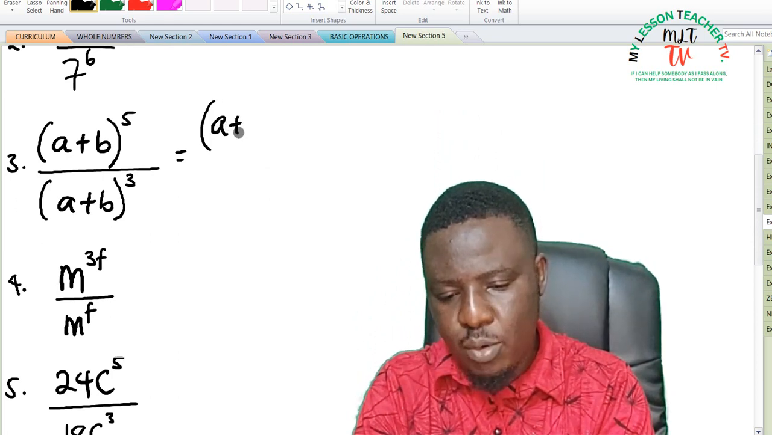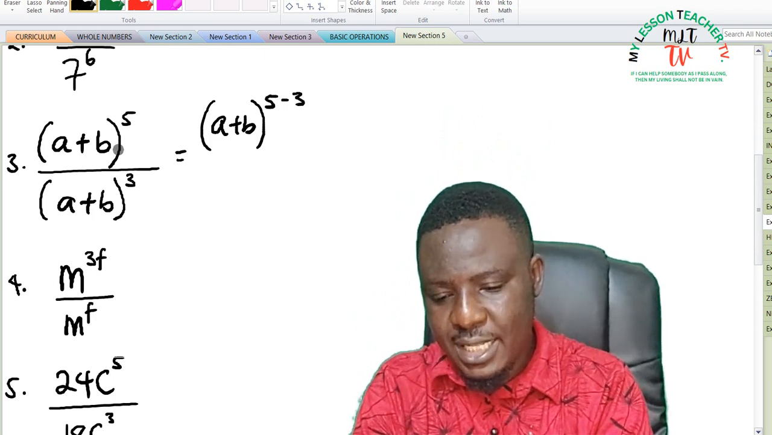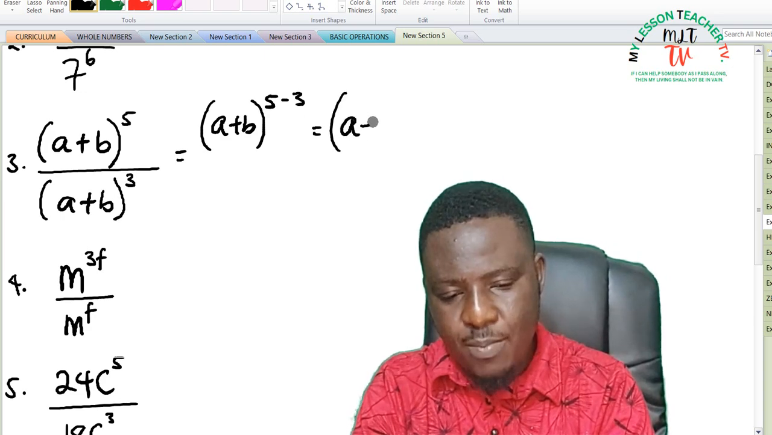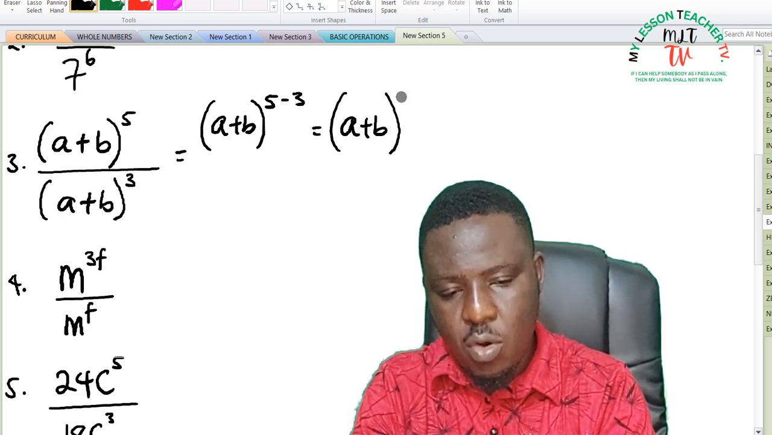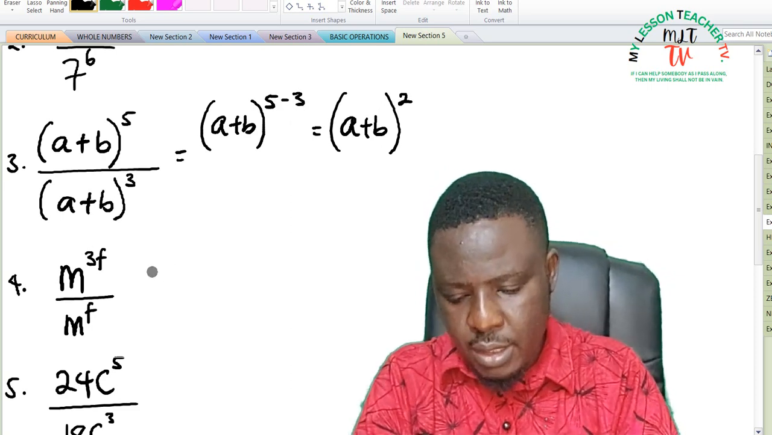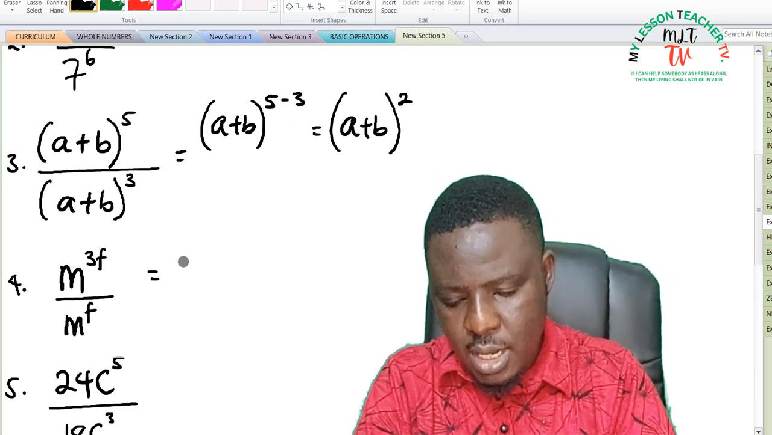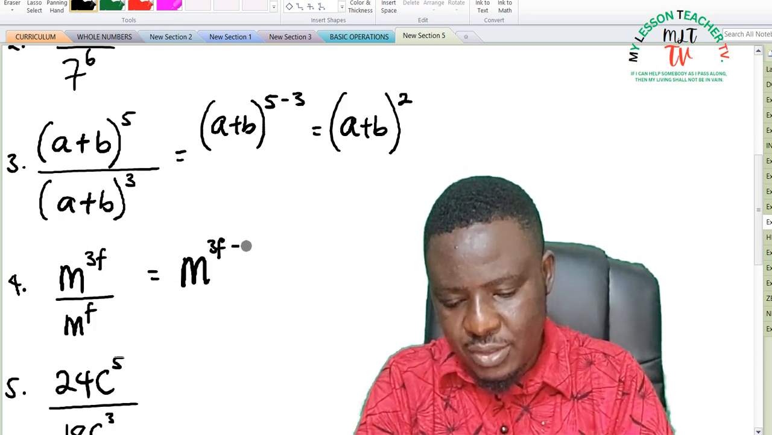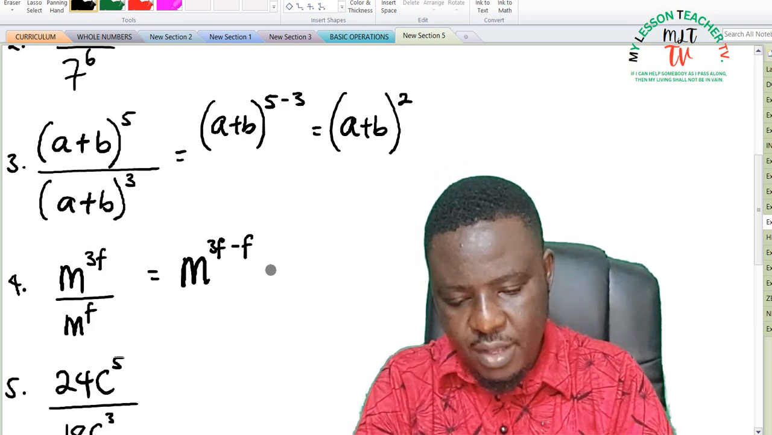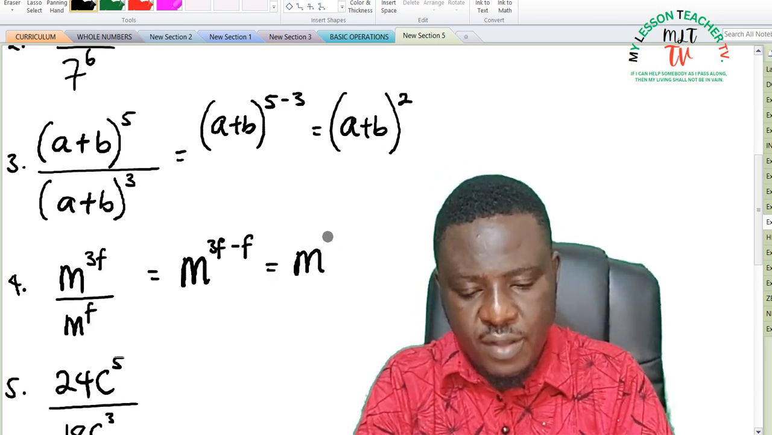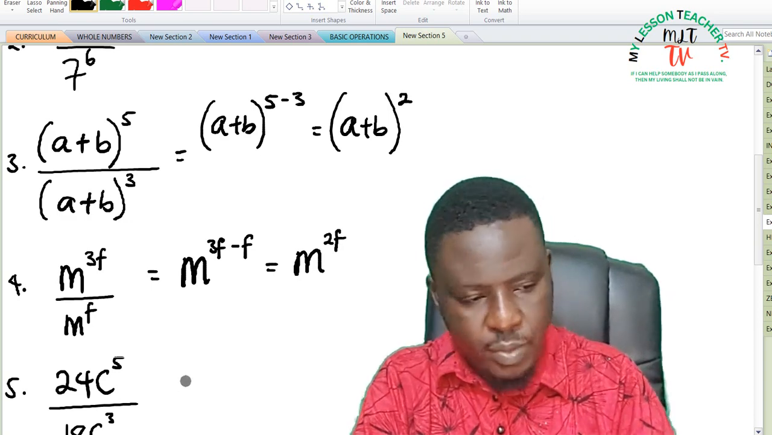bracket a plus b raised to the power of 5 minus 3. The bases are the same, which is equal to bracket a plus b all squared, for 5 minus 3 is 2. This is equal to m to the power 3f minus f, which is equal to m to the power, this is 3f minus 1f, and that gives us 2f.